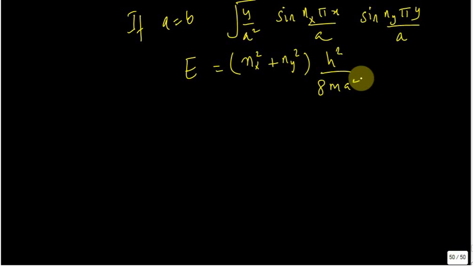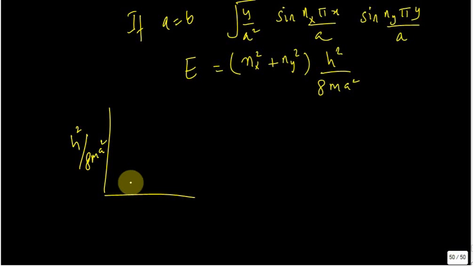Now what happens? The lowest energy is in units of h square by 8 m a square. The lowest energy is 2, not 0, not 1, because neither of the n's can be 0. The energy doesn't matter, but the wave function, if either of the n's is 0, the wave function goes to 0, which is not acceptable. So the first one is 2.